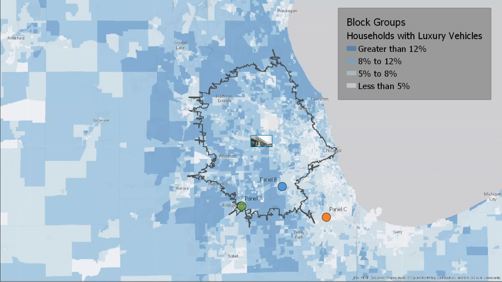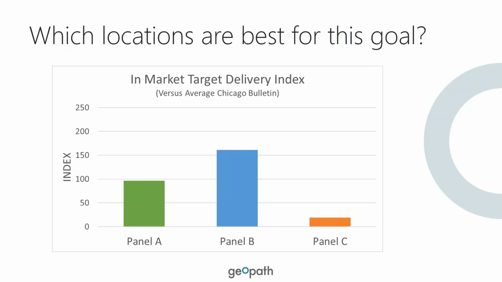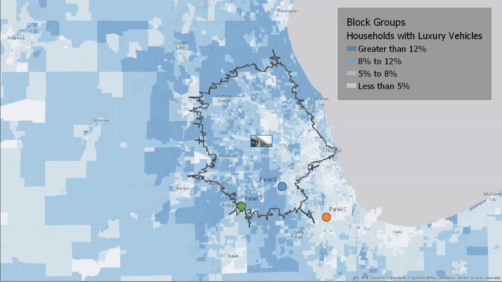But what we want to do is focus on within this particular trade area, right? We want to look at the service area for this dealership. So which one of these units delivers the most of our target audience within our service area, within our market? And so when we look at the home location of those audience in market target audience delivery, we see the panel B pops.